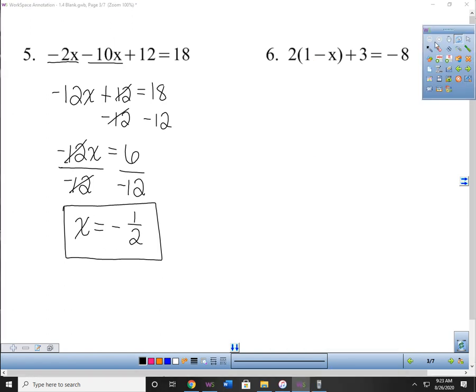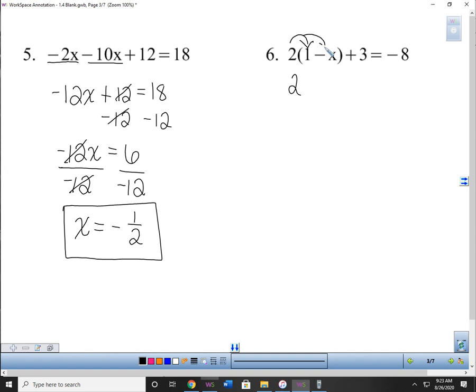So on number 6, I see on this side that I have a parenthesis that's being multiplied by a 2. So the first thing I want to do is go ahead and distribute. So I take the 2 and I multiply it times the 1. 2 times 1 is 2. And then I take the 2 and I multiply it times a negative 1x. 2 times a negative 1x is negative 2x. I don't take the 2 times the 3 because the 3 is not in the parentheses. All right? So I've just got plus 3 equals negative 8.